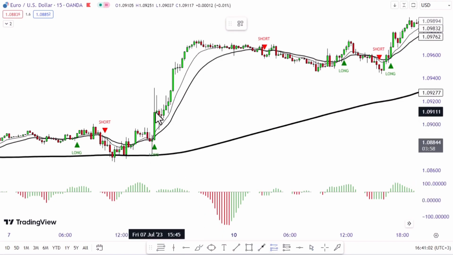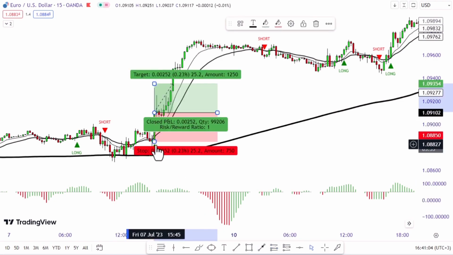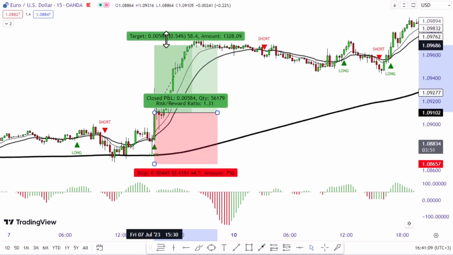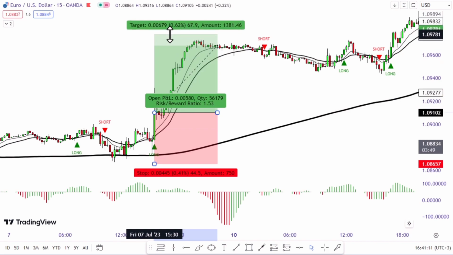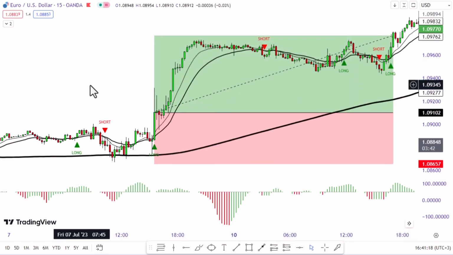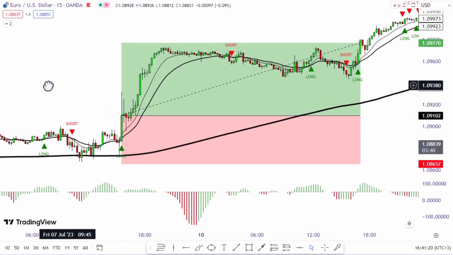Set your stop loss a bit below the last swing low to manage risk. When you feel comfortable, secure some profit. Aim for at least your initial risk amount, at a risk to reward ratio of 1.5 to 1. It's all about locking in those gains.